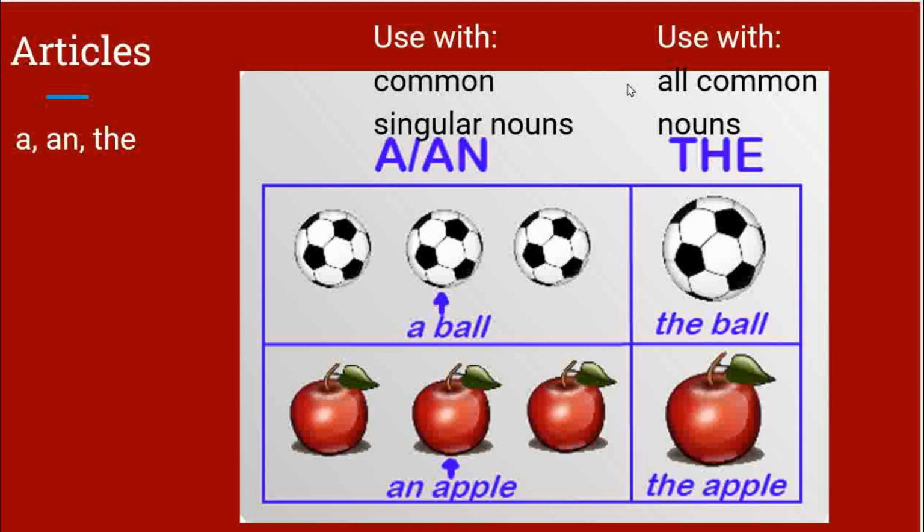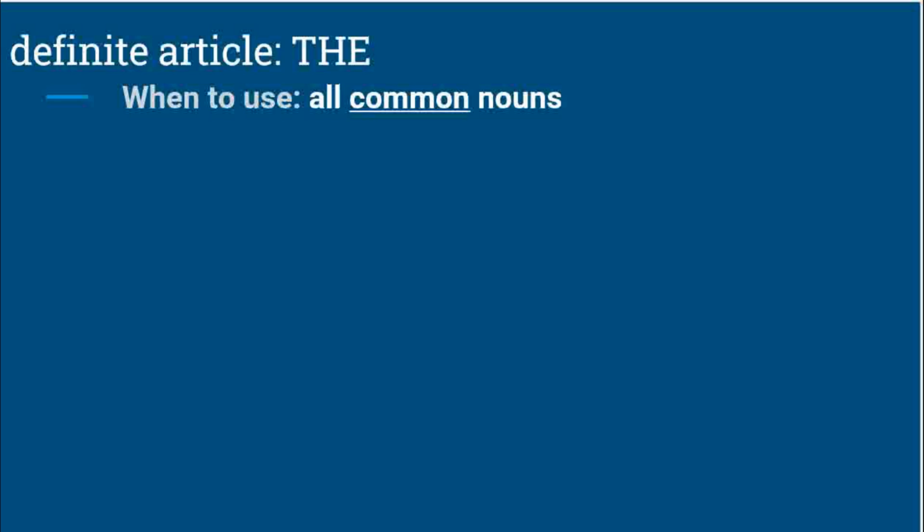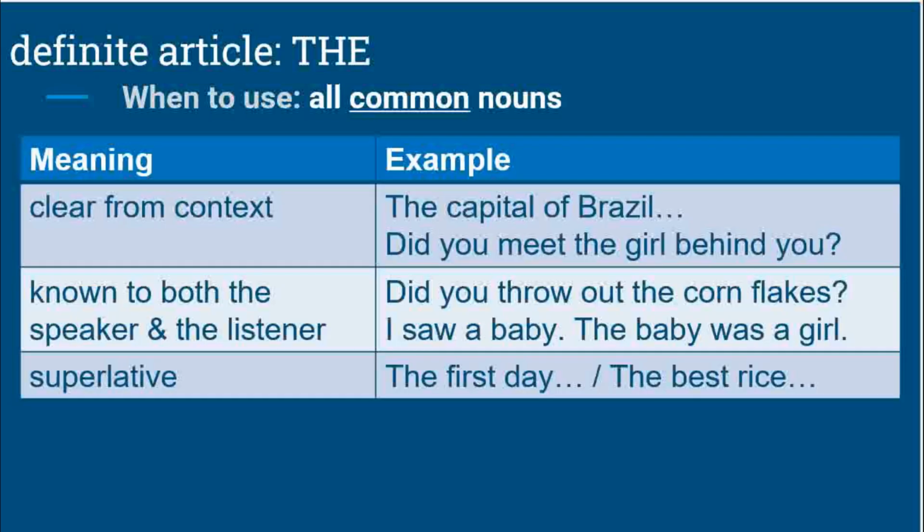So we can use the articles a, an, and the with common nouns. Now there are also special rules about can we use them with all of them or just singular and what do they mean? So let's look at that. First, the is a definite article. Definite means sure and certain and specific. We know exactly which thing we're talking about. We can use the with all common nouns. All right, here are some examples of how to use it.